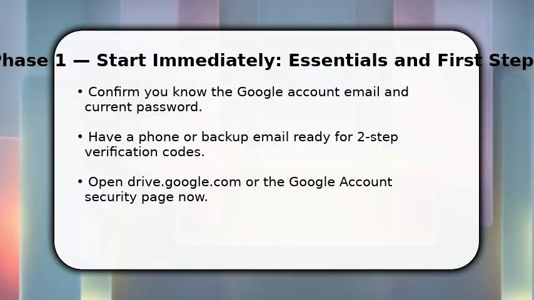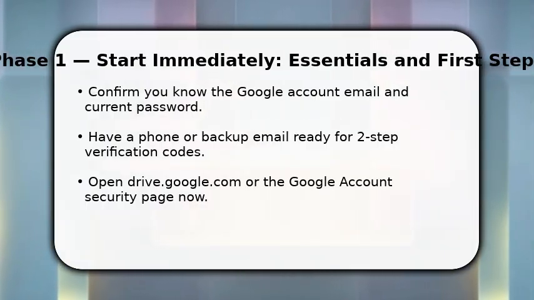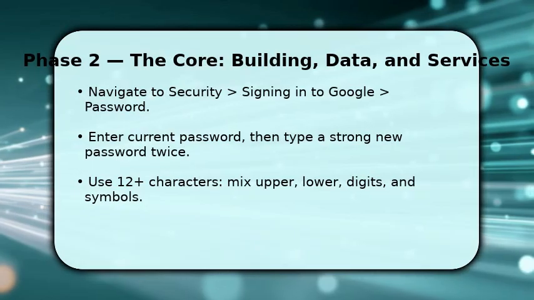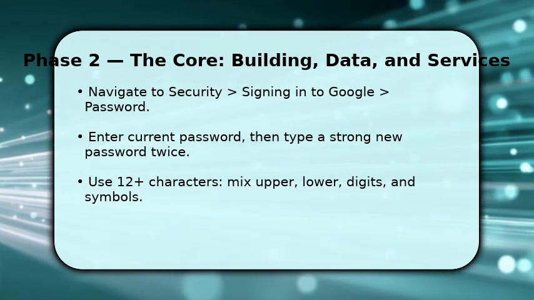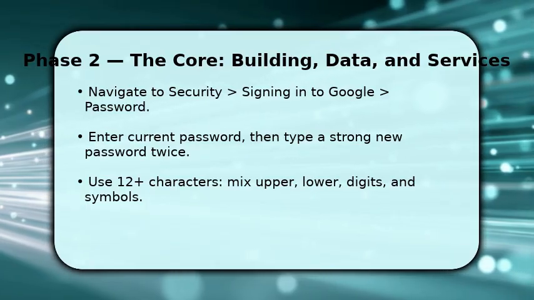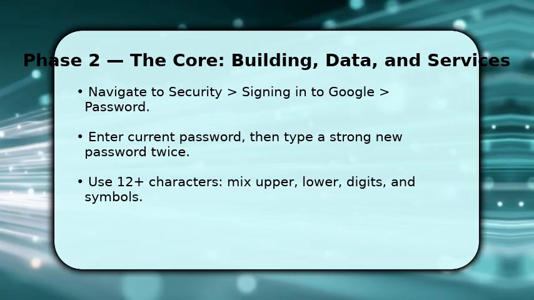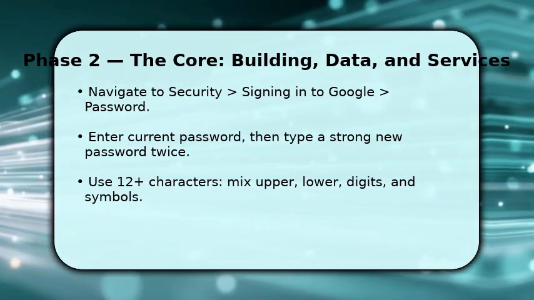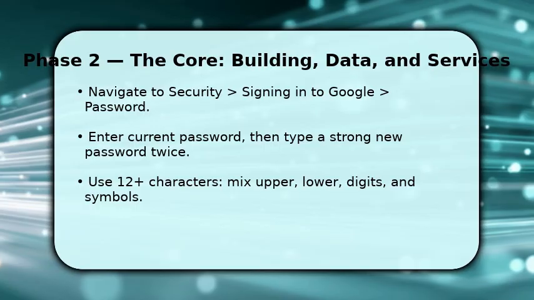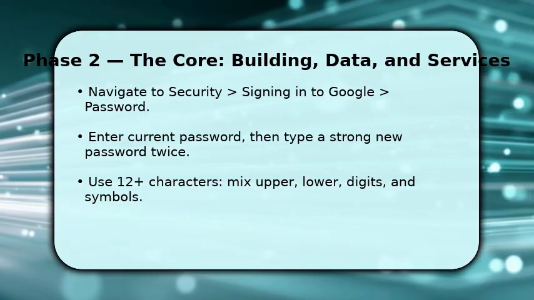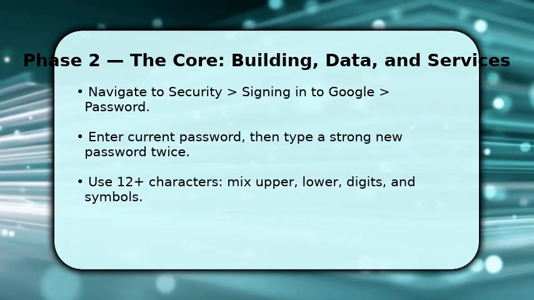Once done, move on to the password change controls in Security. From Security, select Signing in to Google and choose Password. You will be asked to re-enter the current password. This prevents unauthorized changes. After verification, type a new password twice. Aim for at least 12 characters with mixed uppercase, lowercase, digits, and symbols for better protection.